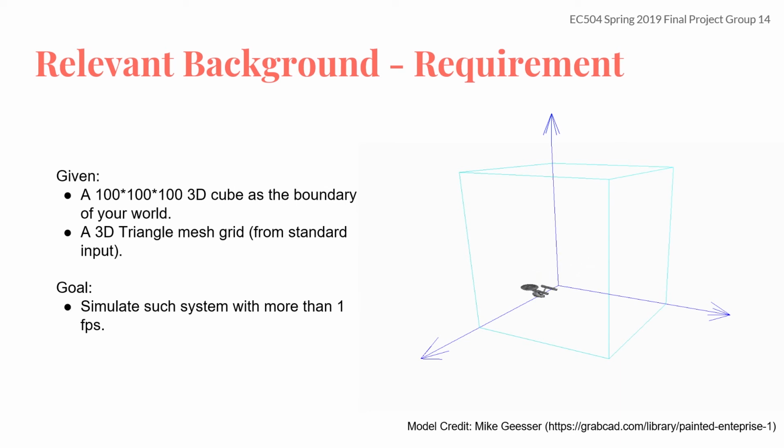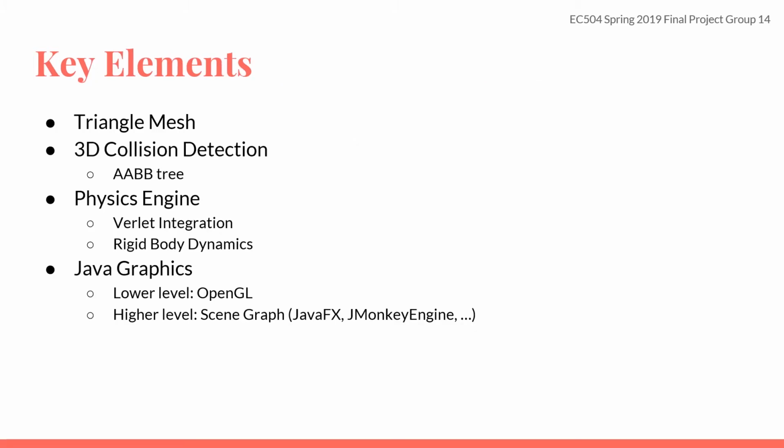The relevant background information for this project is to understand that we are given two objects. A 100 by 100 by 100 3D cube is the boundary to our game world and a 3D triangle mesh grid. The goal that we want to achieve is to simulate a system with those two objects with a frame per second of 1 or more. The key elements to this project are a triangle mesh, 3D collision detection, physics engine, and Java graphics.